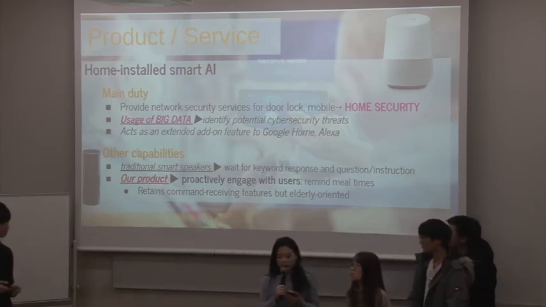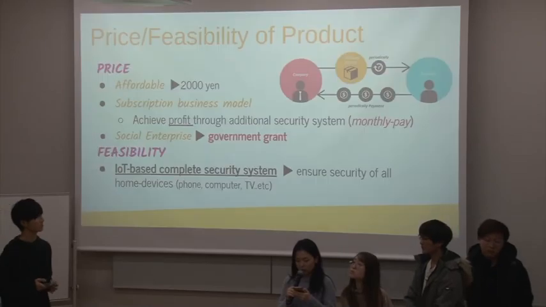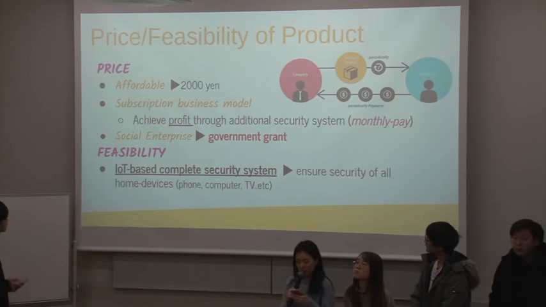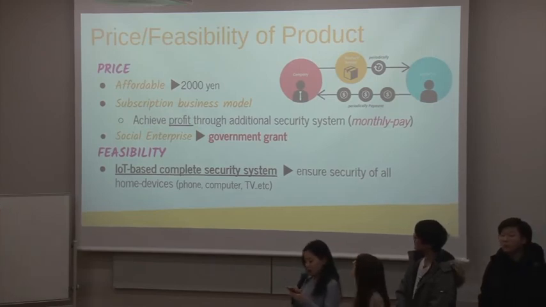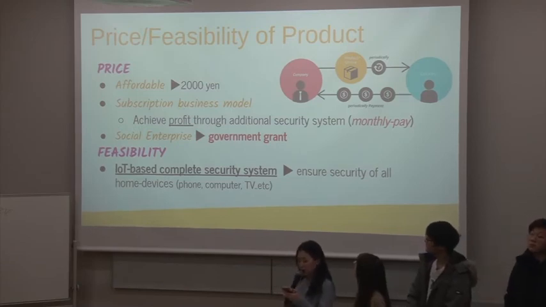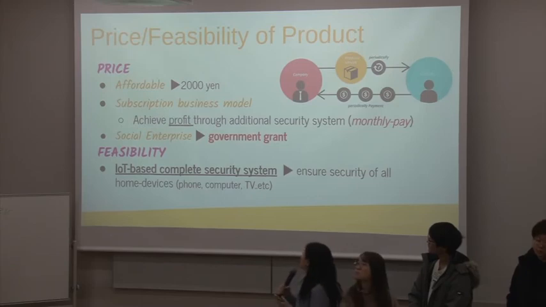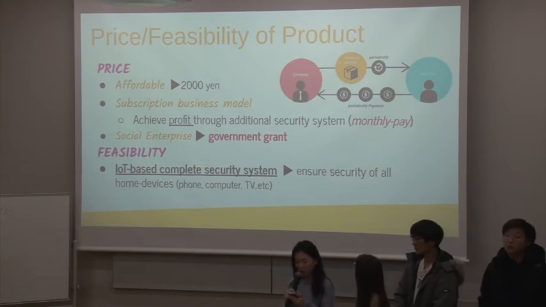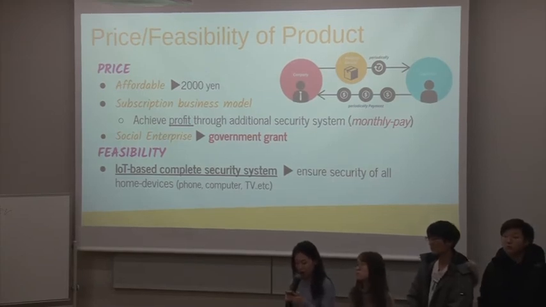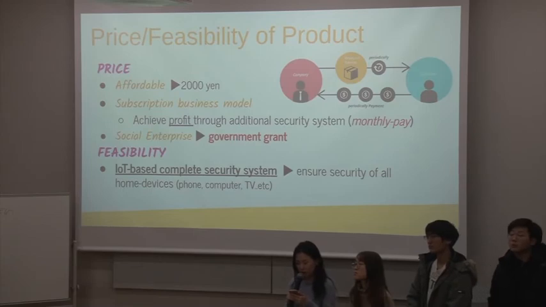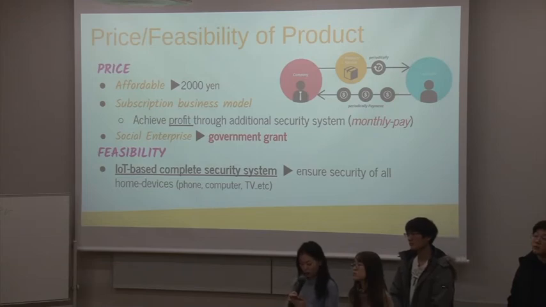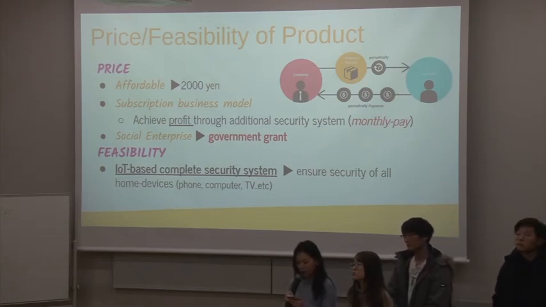So for the product and feasibility, to differentiate our product from competitors, we will incorporate penetration pricing by keeping the product cheap and affordable. Since existing AI speakers cost around 3,000 yen, we decided to set the price to around 2,000 yen. And to ensure profit, a subscription-based payment will be incorporated, where customers will pay monthly in return for additional security system. And also for the funds, since our company will be classified as a social enterprise, as we aim to protect the elderly from cyber attacks through our product, our source of funds will be mainly government grants.